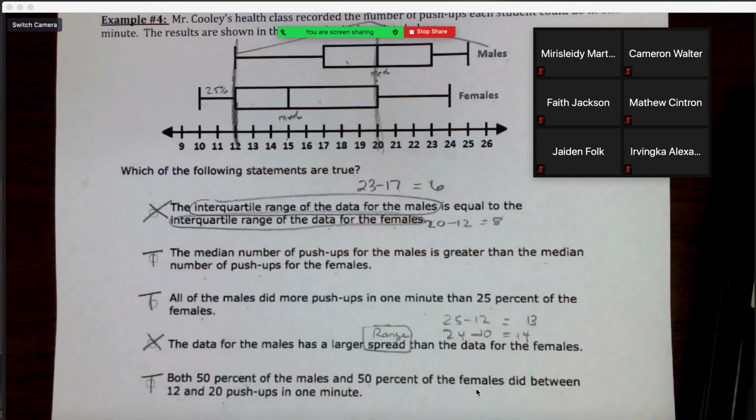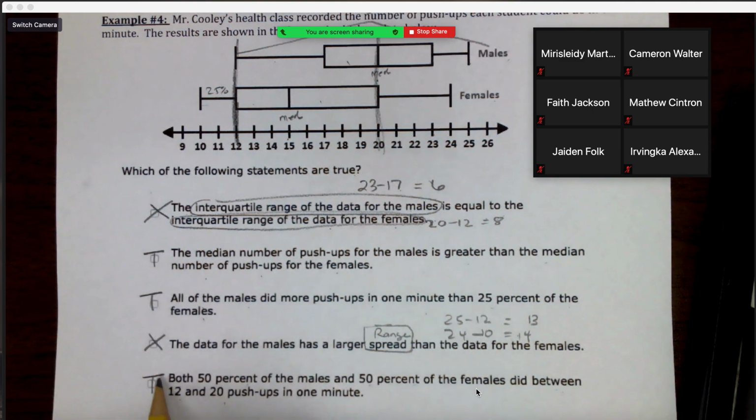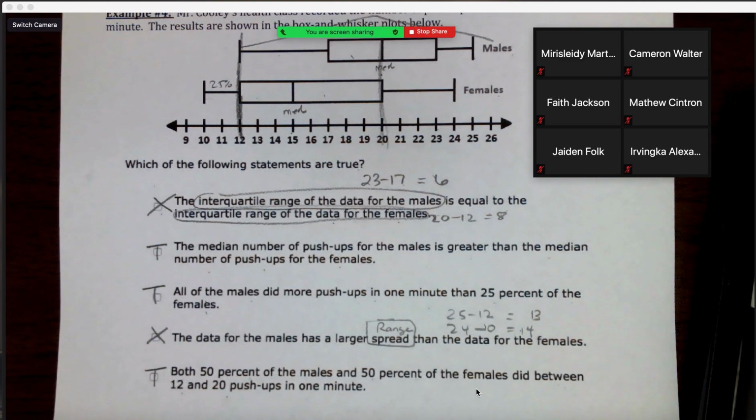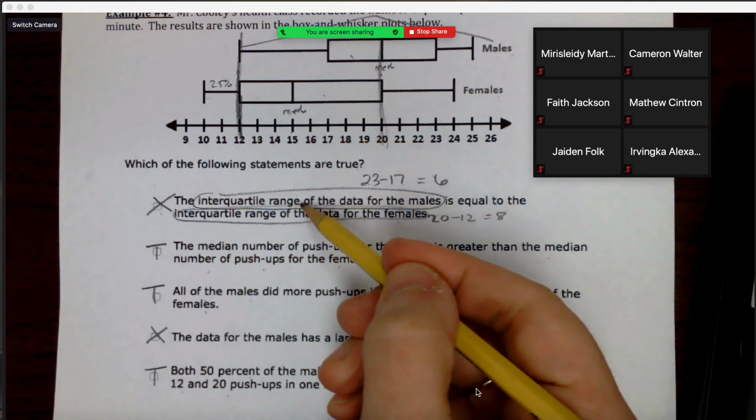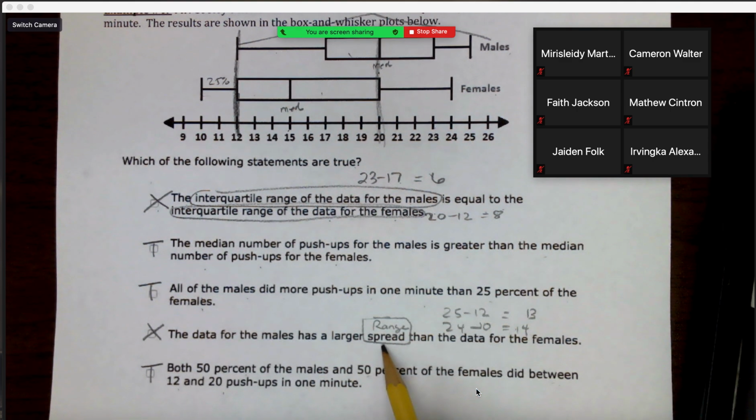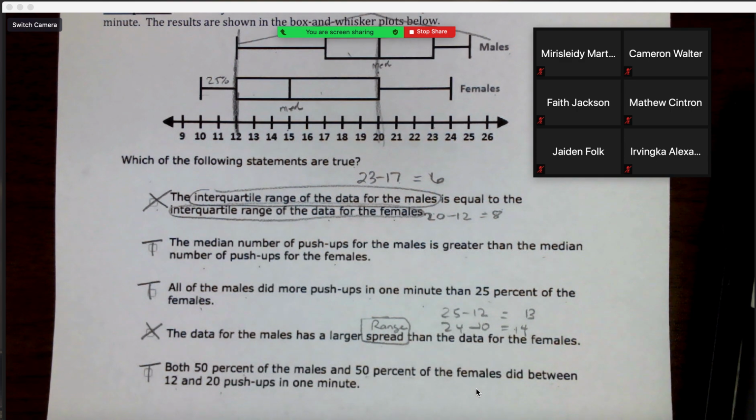So this has 3 true answers and 2 that are false. Right? Analyze, answer the questions. The big idea here is when it says range, we also want to include the spread. That's another word for that.